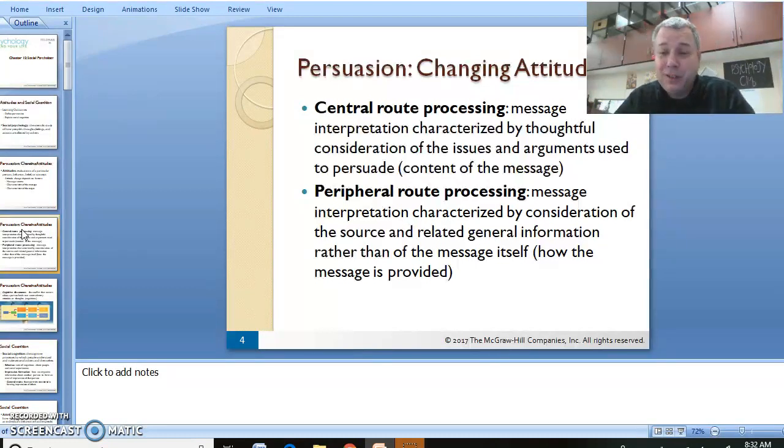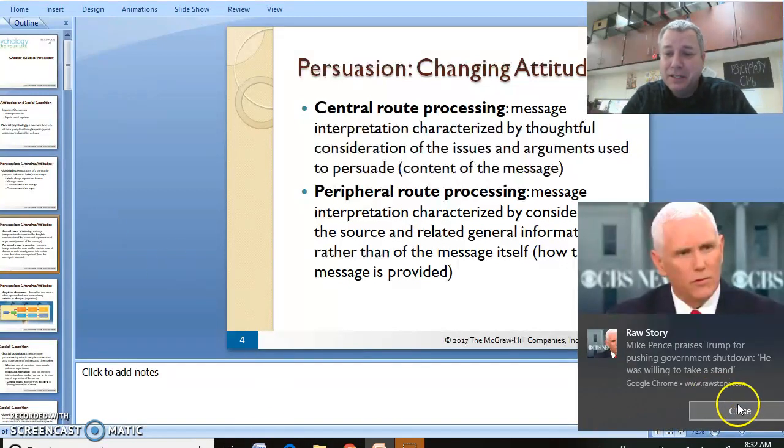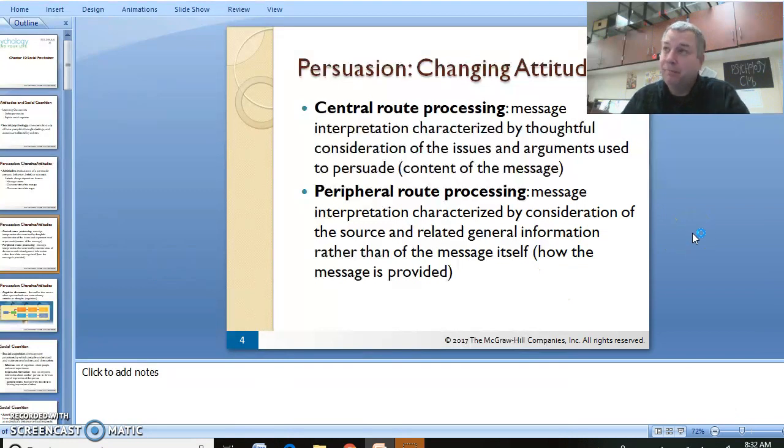Or peripheral route of persuasion is really not about what is being presented, it's about who is presenting it. It could be an attractive female, she might do it, or attractive male. Or it could be you just like the person more. It could be anything besides the message itself. You just like the individual, or you may dislike the individual and not even listen to them. So, central route is about the information. Peripheral is about the person that's delivering the message.